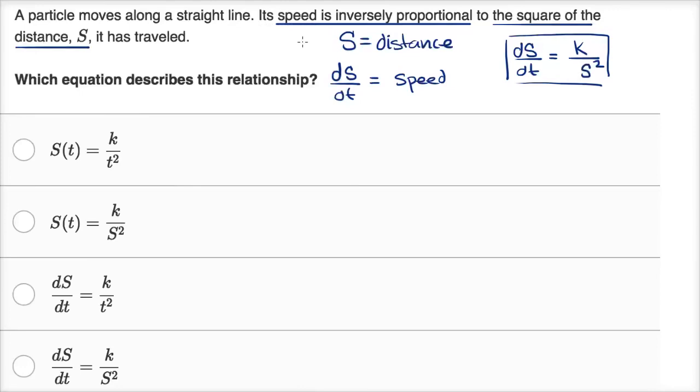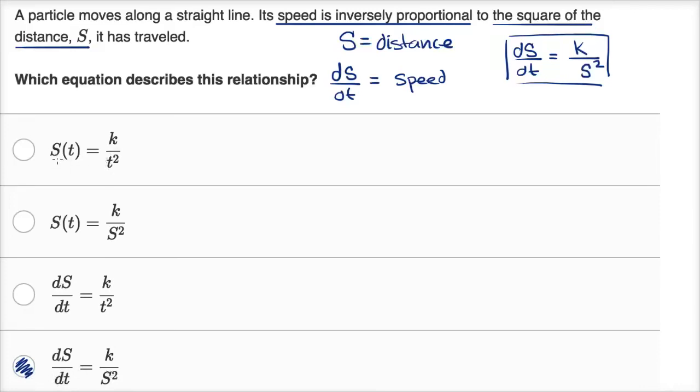Now let's see which of these choices match that. Well, actually, this one is exactly what we wrote. The speed, the rate of change of distance with respect to time, is inversely proportional to the square of the distance. Now, just to make sure we understand these other ones, let's just interpret them.